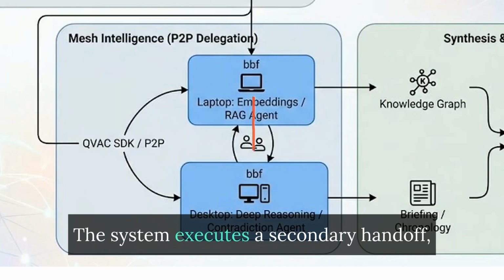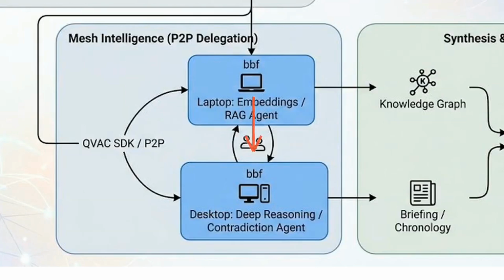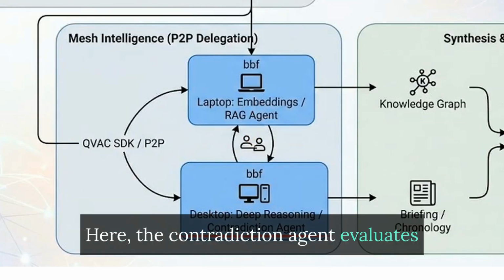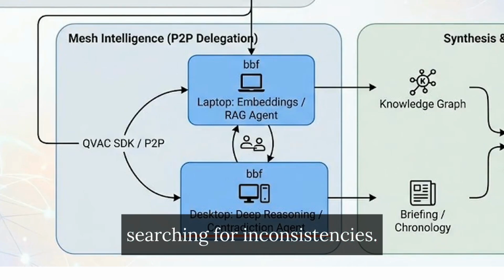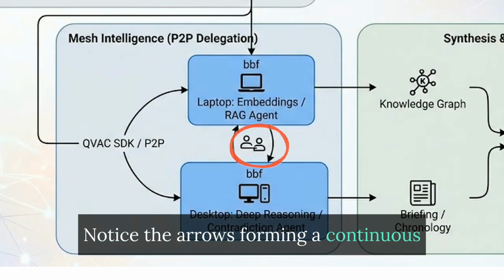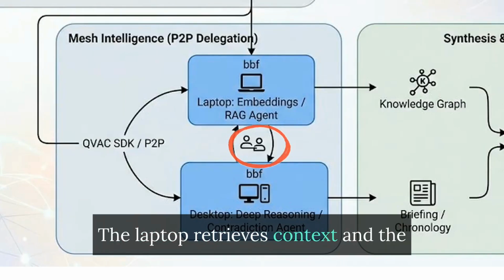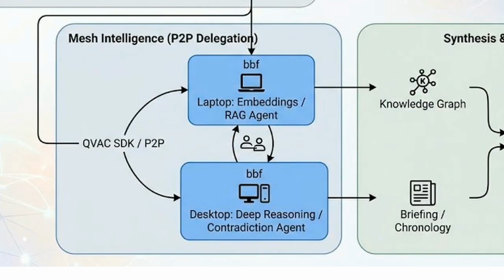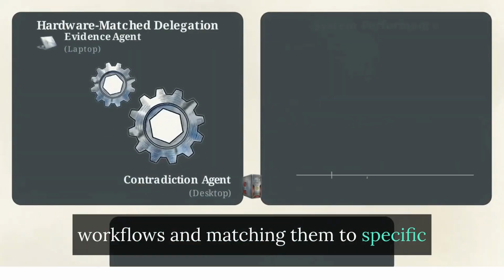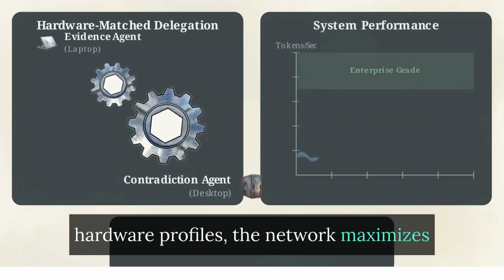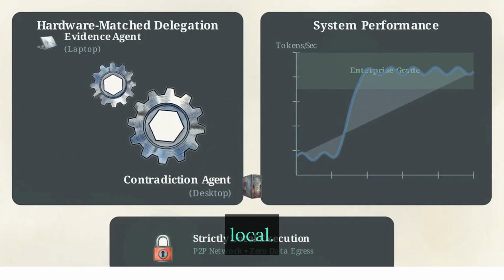The system executes a secondary handoff, pushing higher-order tasks to the desktop. Here, the contradiction agent evaluates mapped actors against the timeline, searching for inconsistencies. Notice the arrows forming a continuous asynchronous feedback loop. The laptop retrieves context, and the desktop reasons through it. By segmenting these distinct agentic workflows and matching them to specific hardware profiles, the network maximizes token throughput while keeping every piece of data strictly local.